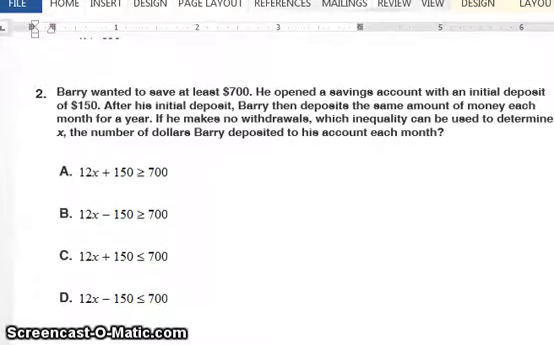Number 2 says Barry wanted to save at least $700. He opened a savings account with an initial deposit of $150. After his initial deposit, Barry then deposits the same amount of money each month for a year. If he makes no withdrawals, which inequality can be used to determine x, the number of dollars Barry deposits for his account each month? Well, something you need to know here is there are 12 months in a year.